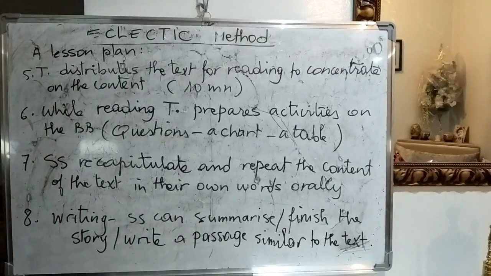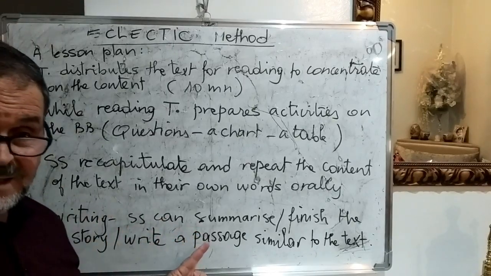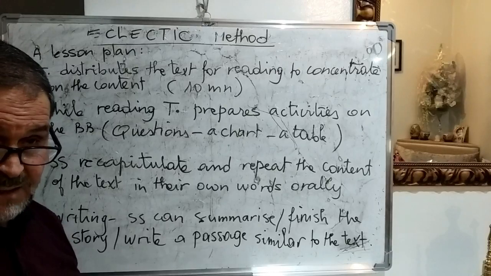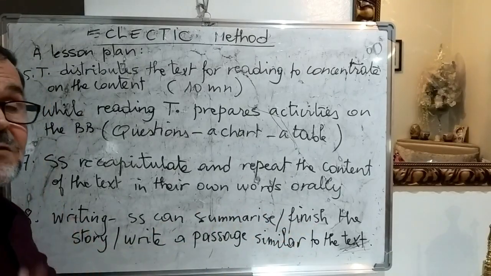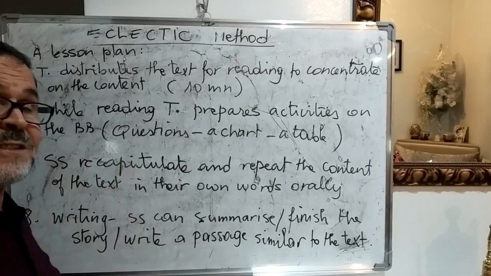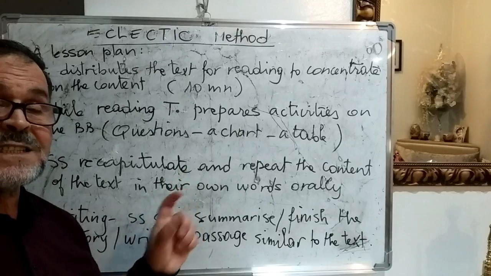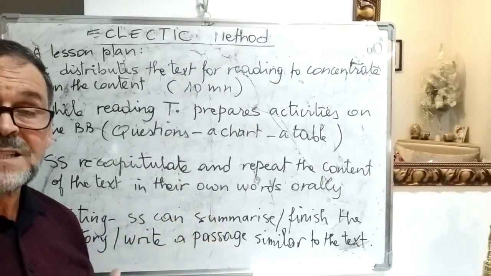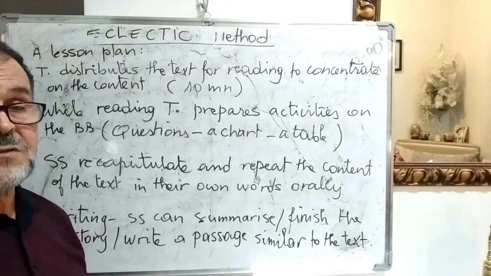And number 8, now writing. We pass to writing. Students can summarize the text briefly. We can give a summary, or they can finish the story if it is not finished, or write a passage. They take the text as a model to write their passage, their story, their text, of course, to practice.